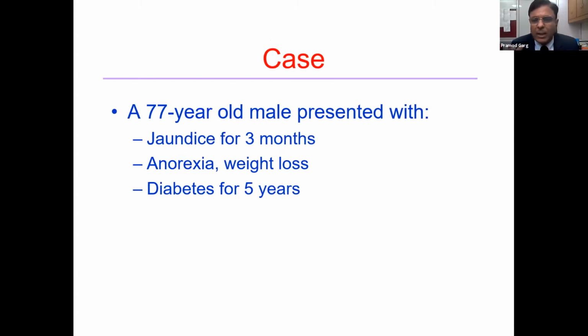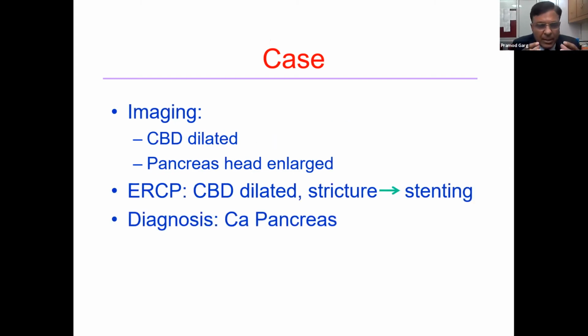Now, sometimes you find that there are odd features here. For example, this patient, a 77-year-old male, presented with jaundice for 3 months, anorexia, weight loss, and diabetes for 5 years. Classical setting for a CA pancreas, and that is what the imaging showed. He had a dilated CBD, and the pancreatic head was enlarged. He underwent ERCP and was found to have a CBD stricture. Stenting was done, he was diagnosed with CA pancreas, and then he was referred to our institute for further management.